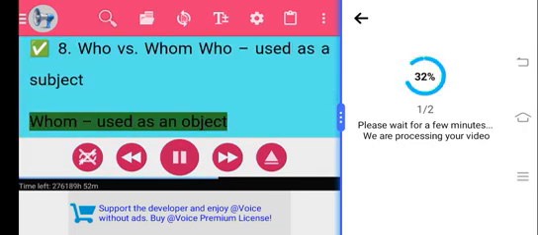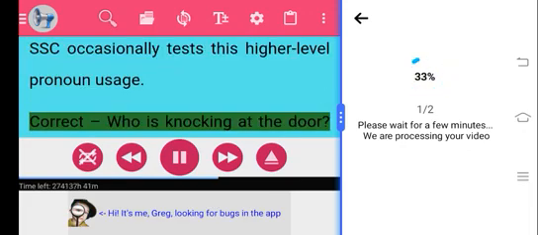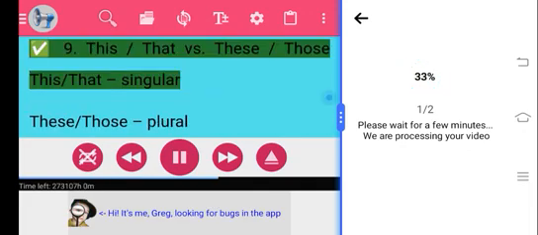Rule 8: Who versus whom. Who is used as a subject, whom is used as an object. SSC occasionally tests this higher level pronoun usage. Correct: Who is knocking at the door? Correct: The person whom you met yesterday is my uncle.